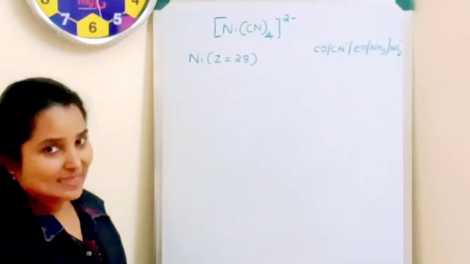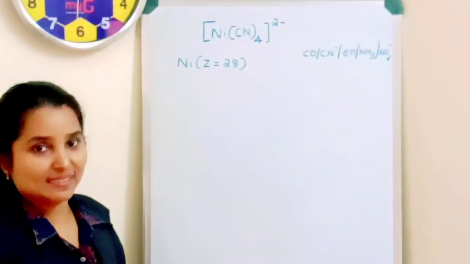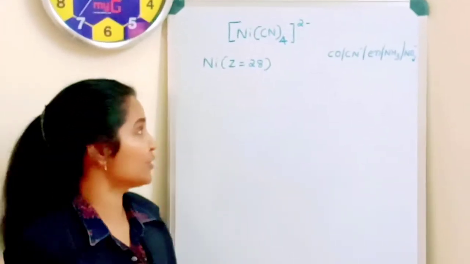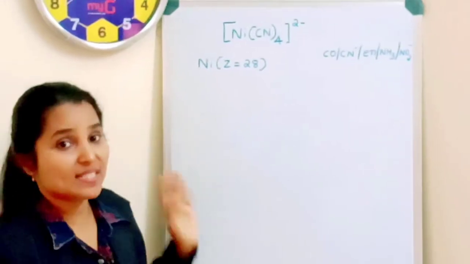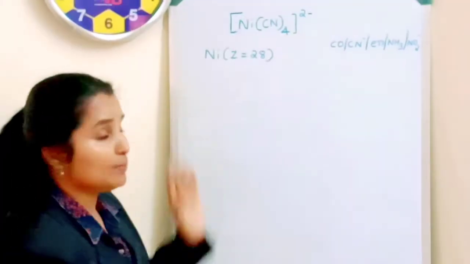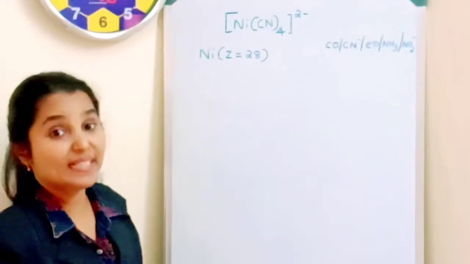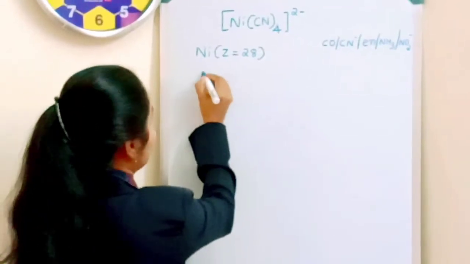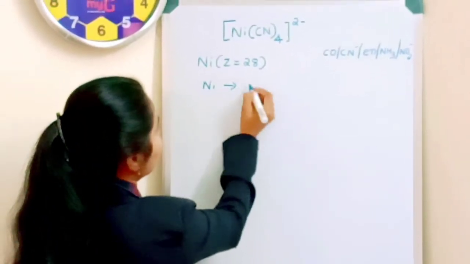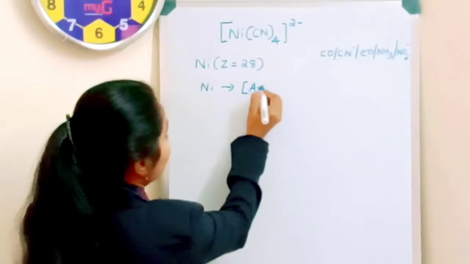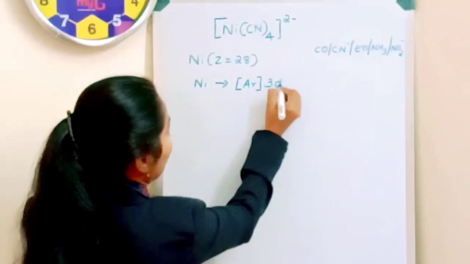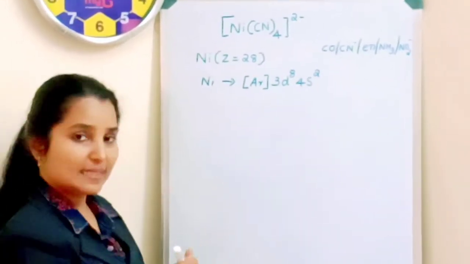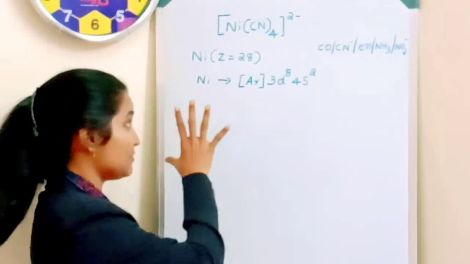This is the given complex [Ni(CN)4]2-, the given coordination compound. This is the easy method I am explaining to you. First thing you have to think is, what is the atomic number of the central metal ion? That is 28. Then we have to write its electronic configuration. So Ni will have the electronic configuration argon 3d8 4s2. That is the first step.